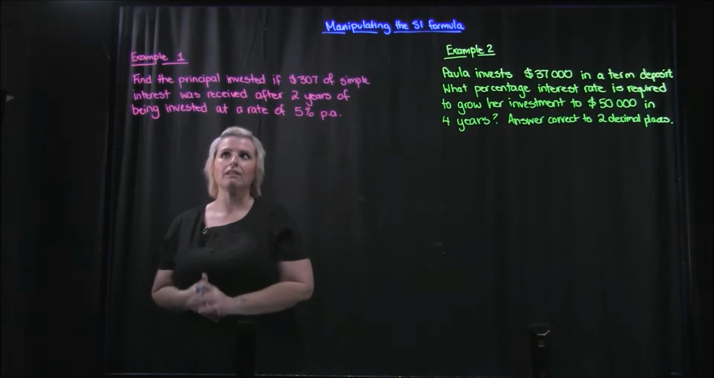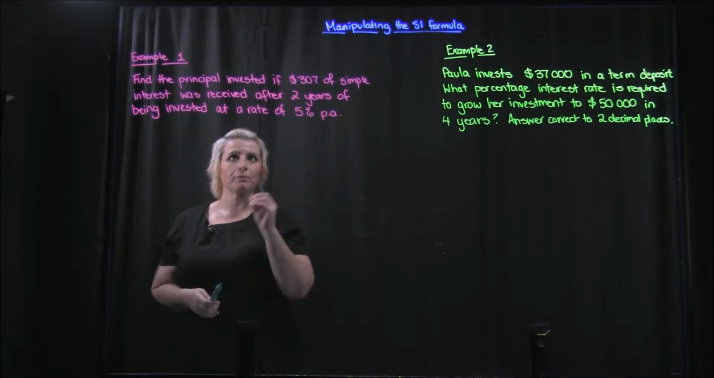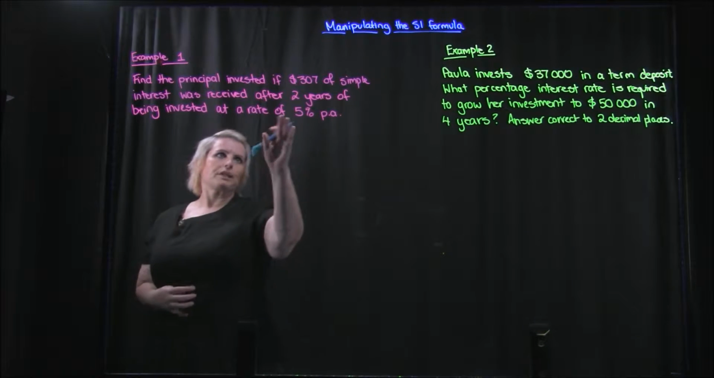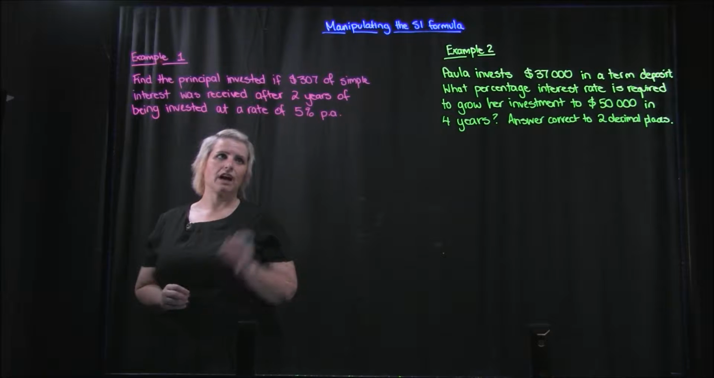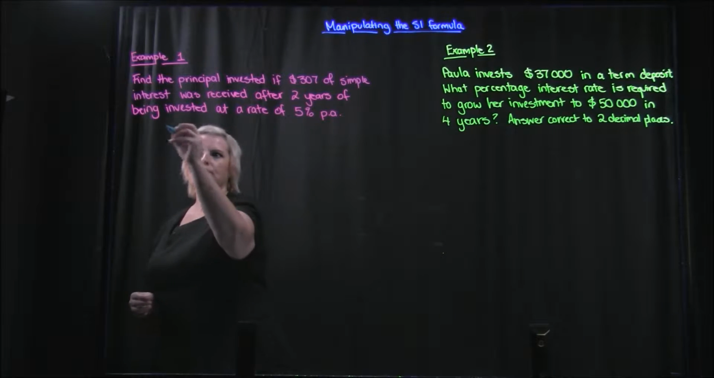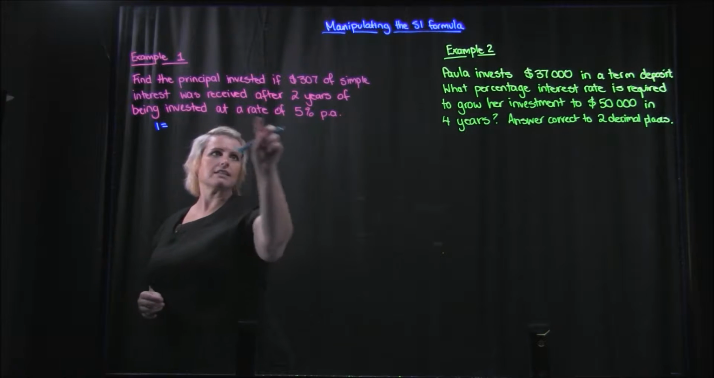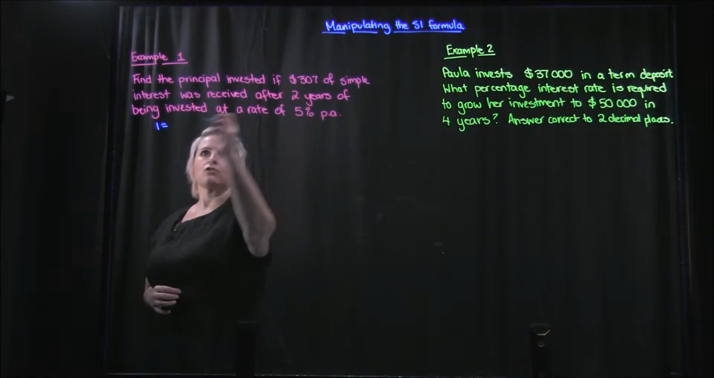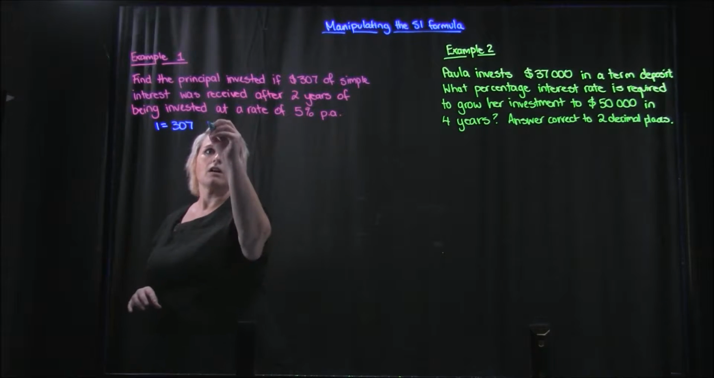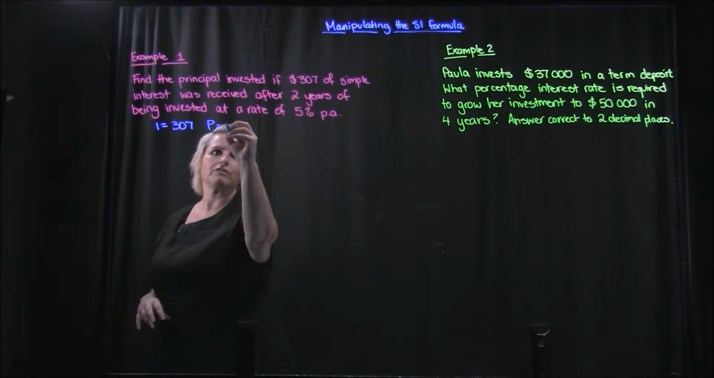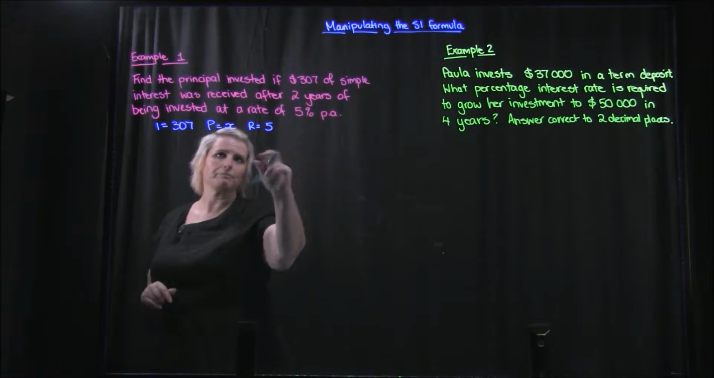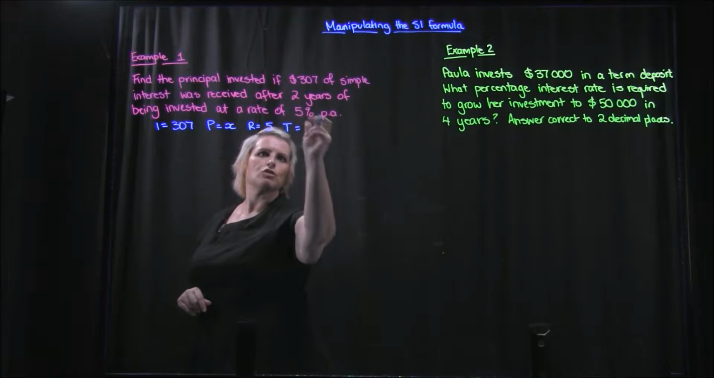So I've got two examples here. So example one, we're going to find the principal invested if $307 of simple interest was received after 2 years of being invested at a rate of 5% per annum. So first of all, my interest is $307 of simple interest. So I know my interest is $307. My principal is unknown. That's what I need to find. My rate, 5%. And my time, 2 years.